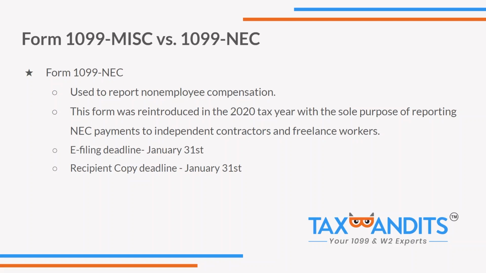Now that we've taken just a quick look at common year-end forms, let's discuss the difference between Form 1099 Miscellaneous and Form 1099 NEC. Form 1099 NEC is used to report non-employee compensation. This form was reintroduced in the 2020 tax year with the sole purpose of reporting non-employee compensation payments to independent contractors and freelance workers. The e-filing deadline for the 1099 NEC is January 31st, and the recipient copy deadline for this form is actually also January 31st.